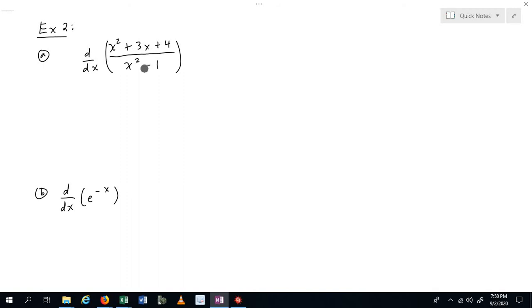Okay, so let's find the derivative of this. Now this is a case where you can't simplify this before you find the derivative. Okay, and so we're only left with using the quotient rule. We can't simplify it first. Okay, so again, this is what the quotient rule says. The derivative of f divided by g is g times f prime minus f times g prime all over g squared.